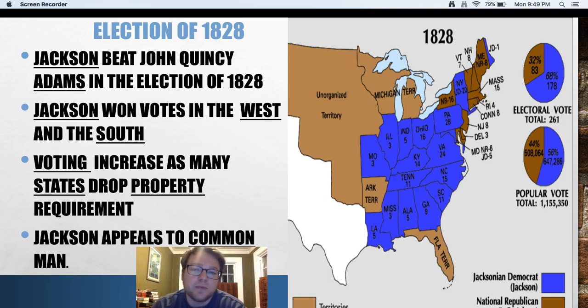The most people voted in the election of 1828 than ever before, and it was because of dropping that property requirement. But Jackson is thrust into office, overwhelming win. He also has an overwhelming win in 1832. Jackson is extremely popular with the people. They see him as a man of the people. They see him as one of their own. He's a war hero. He's a lawyer. He's a farmer. He's a businessman from Tennessee, and he's hugely popular.